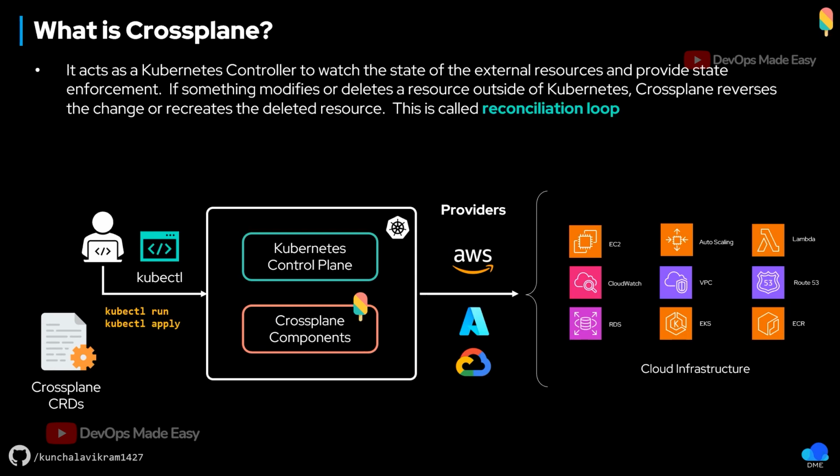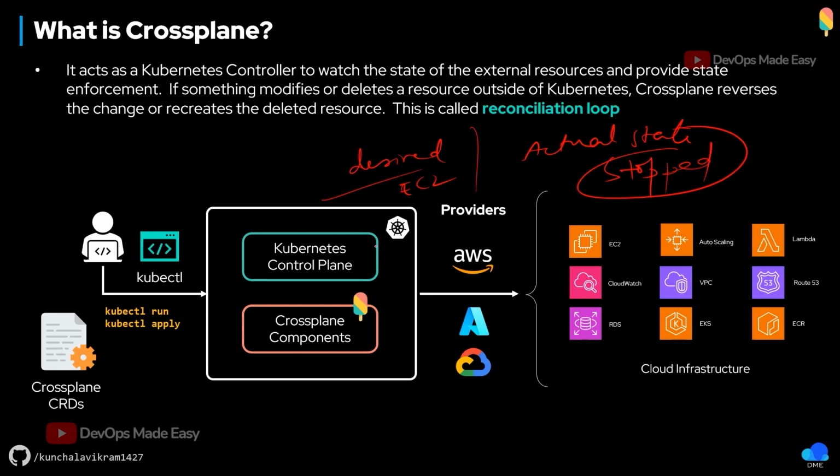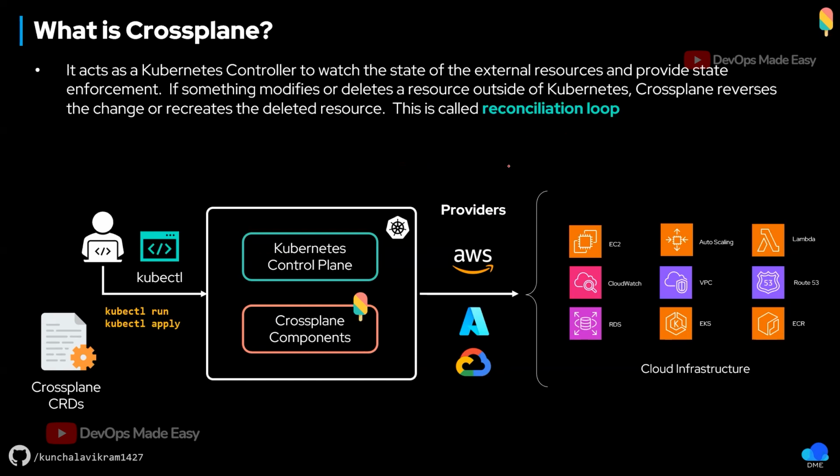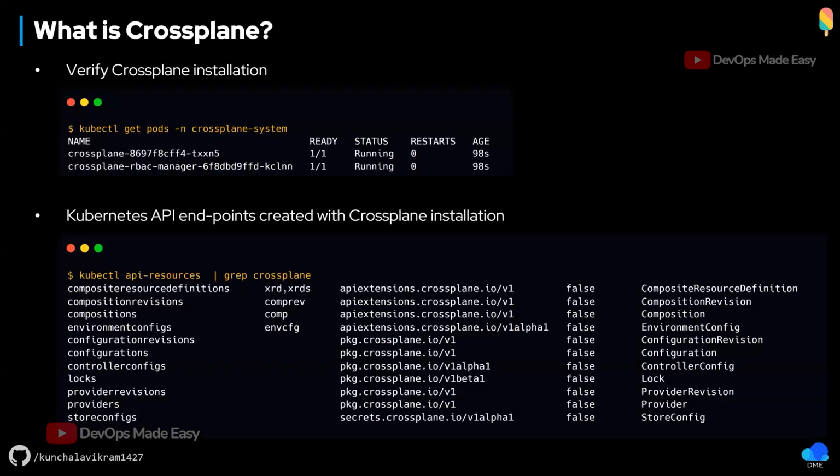So there are two states, as we already know. There is the desired state and we have the actual state. If the actual state is having an EC2 instance up and running, and someone deletes the EC2 instance outside Kubernetes, so the actual state of the EC2 instance is stopped. Now what Crossplane does is, it will again bring it back to the running state. So this is called the reconciliation loop, and Crossplane always runs this loop to make sure that the desired state and the actual state are always matched.